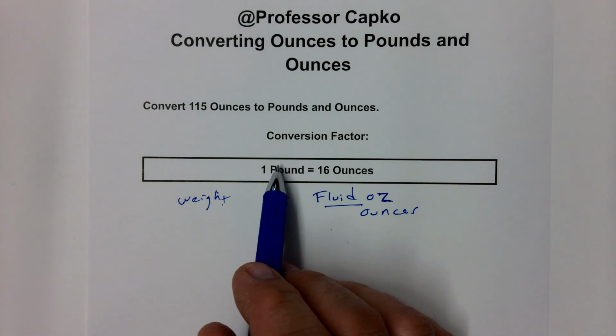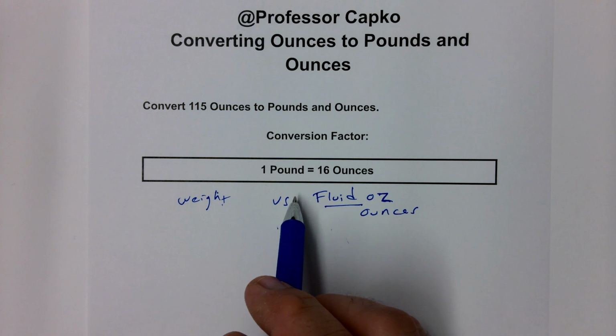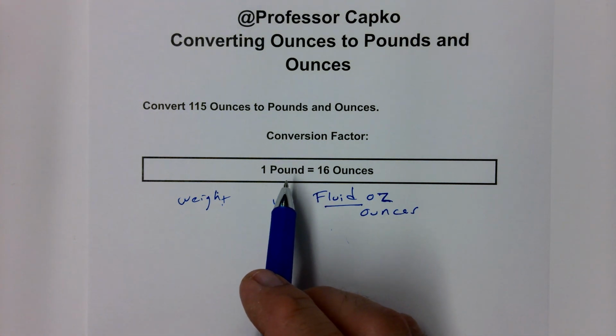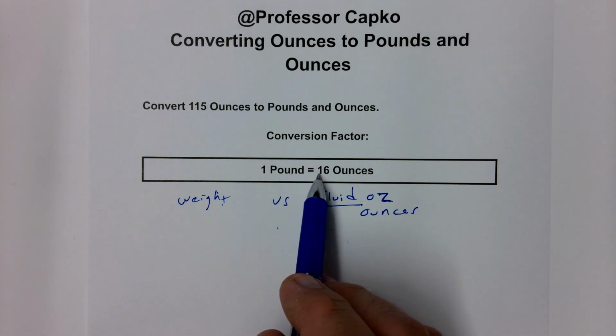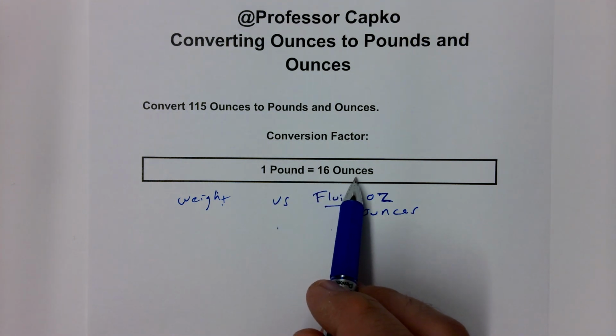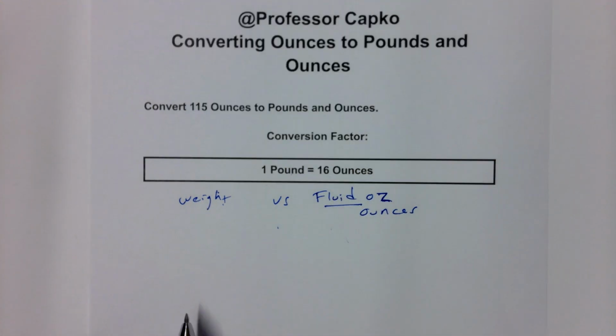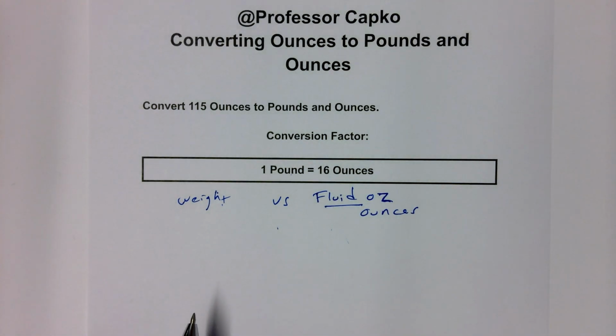To do this problem, we need to know the conversion factor. Conversion factors will show the relationship between various measurements. In this case, we're told that 1 pound is equal to 16 ounces. So that is our conversion factor, and we're going to use that to calculate the answer to this problem.